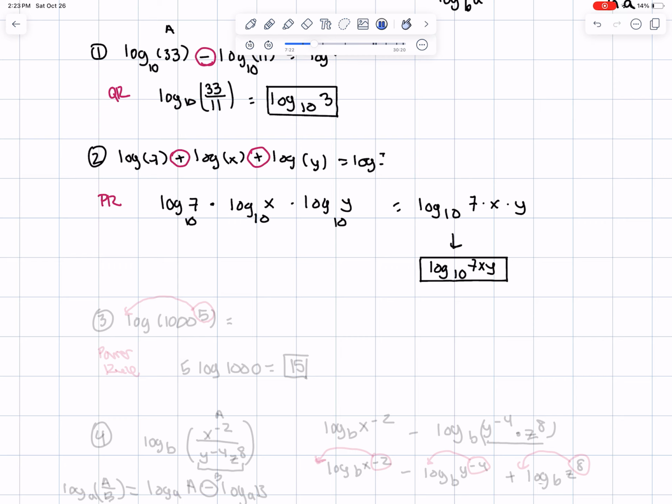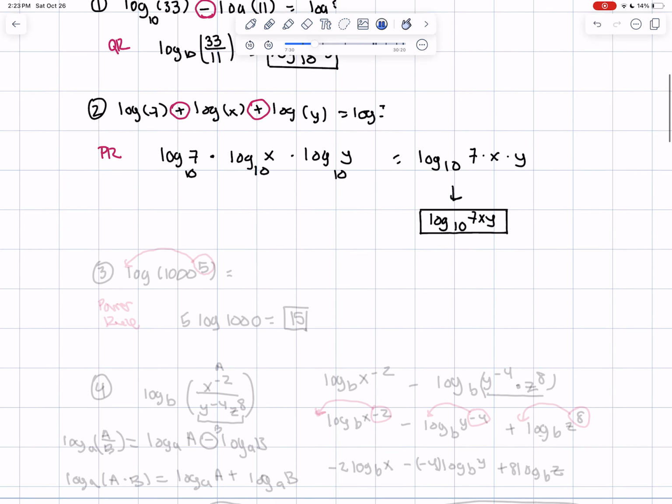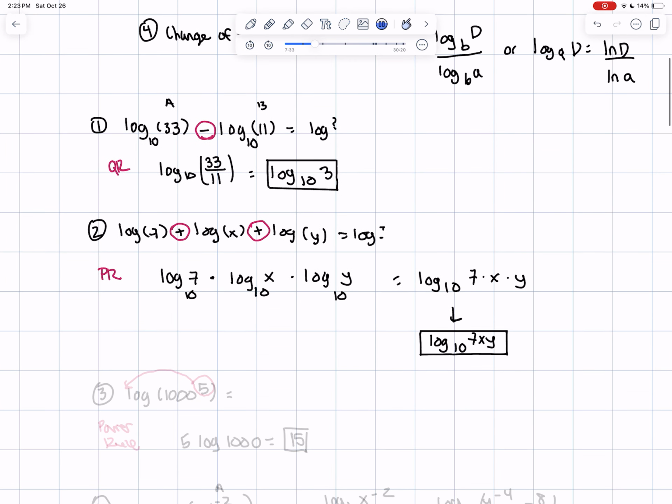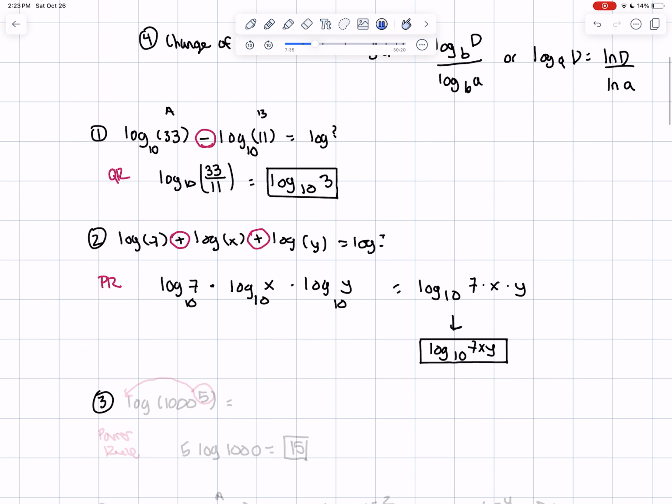So that's how we solve for this one. Okay, so let's see if we have one for the power. If I have a problem for the power, using the power rule, let's do log of 1,000 to the 5th. Well, we want to evaluate that, but of course the power is not in the right place to evaluate.